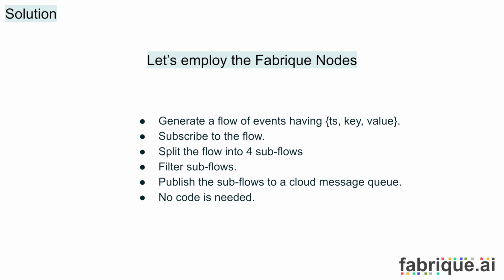Let's employ the fabric nodes. We'll run the project from our previous demo to generate a flow of events having a timestamp, a key, and a value. Subscribe to the flow. Split the flow into 4 subflows. Filter subflows. Publish the subflows to a cloud message queue. No code is needed.